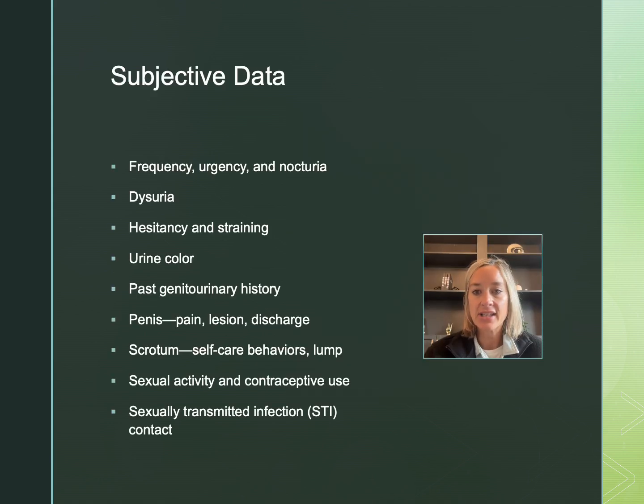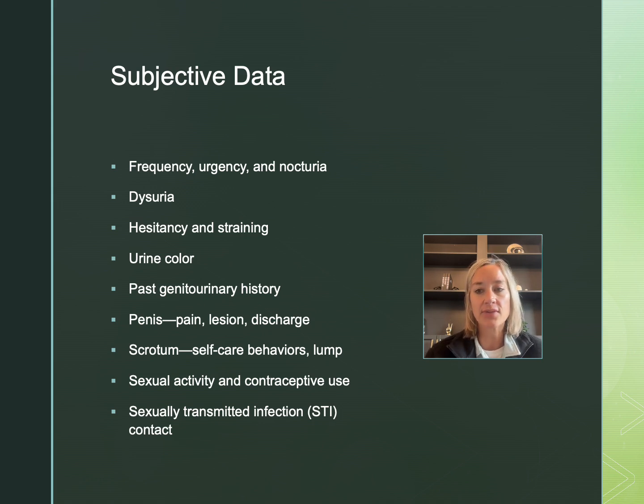In this section, we'll focus on gathering subjective data for assessing the male reproductive system. This is the part of the assessment where we're really listening to the patient's experience and asking questions that allow them to describe their symptoms and concerns in their own words. There are several areas we'll cover here, everything from urinary frequency to pain, changes in the scrotum, and sexual activity. Each of these areas can give us essential clues about the patient's reproductive health, and they're often sensitive topics, so approaching them with professionalism and empathy is key.